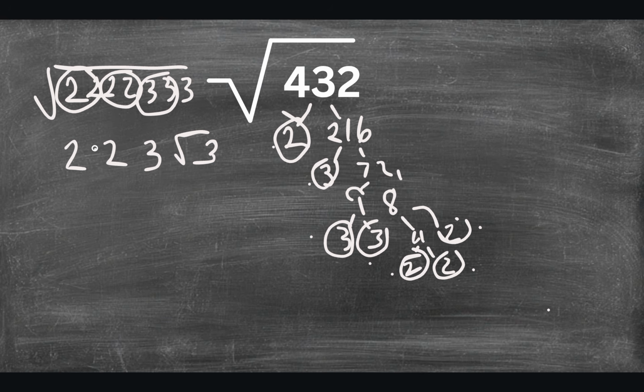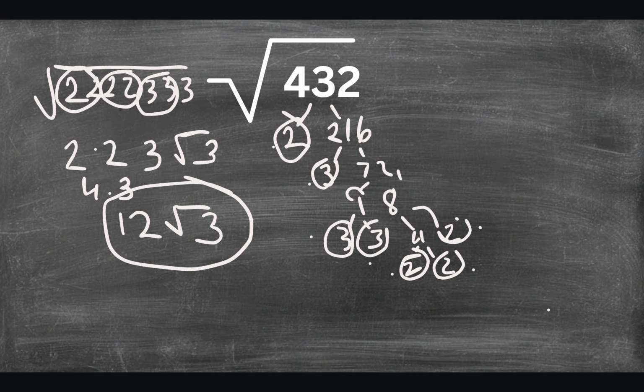So now we can just multiply these together. 2 times 2 is 4. 4 times 3 is 12. So it's 12 square root 3. So that's how you simplify square root 432. I hope that was helpful.